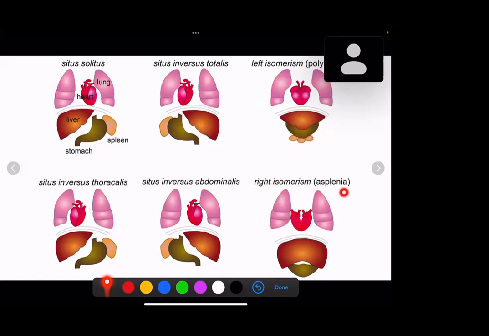And right-sided isomerism is associated with asplenia, in which the human body is a mirror image of the normal right side. As we can see, both lungs have three lobes, and the heart is a mirror image of the right side of the heart, and the liver is in the midline, and this is the stomach and absent spleen.